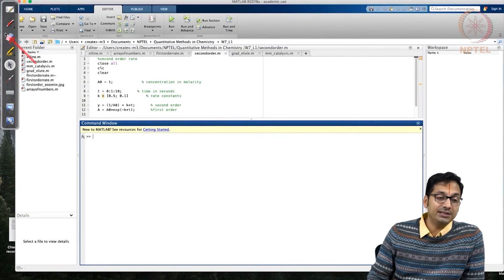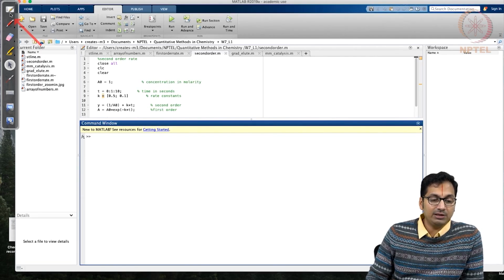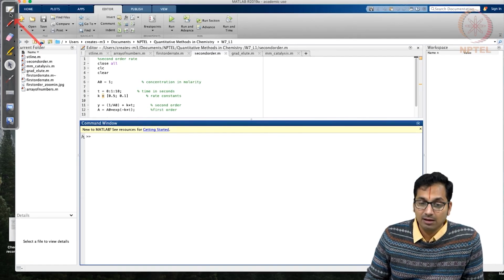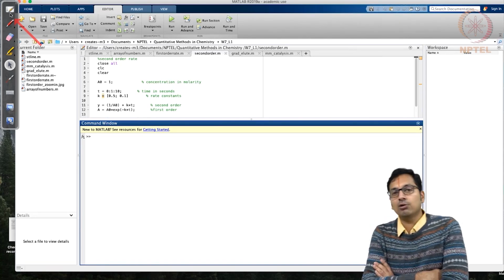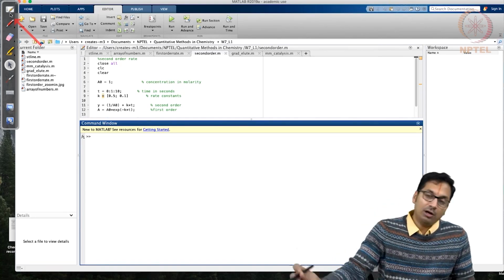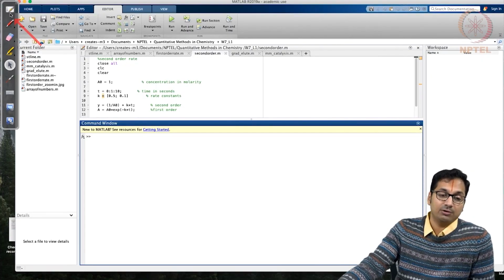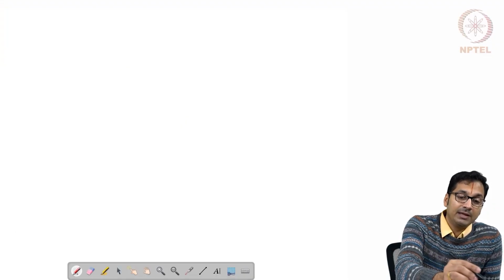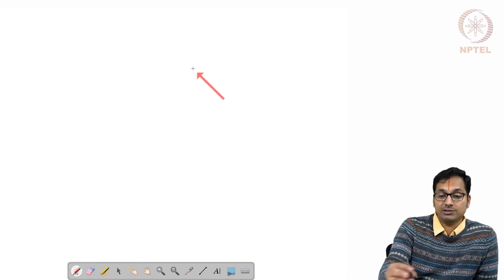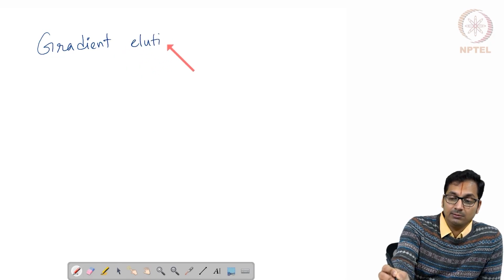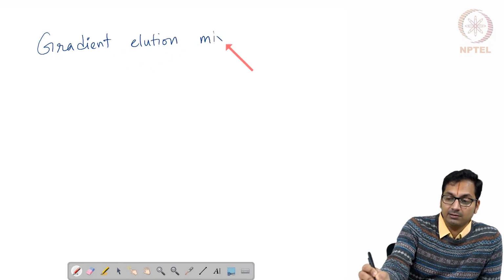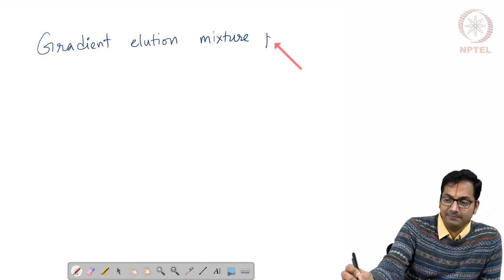Now I'm going to switch gears and try to say, okay, now that we have simulated different things, why don't we simulate something that might actually be something close to a real life example. And in order to do that, since it's an analytical chemistry course, I'm going to be taking up an example. The example I'm taking here is to simulate a gradient elution mixer profile.